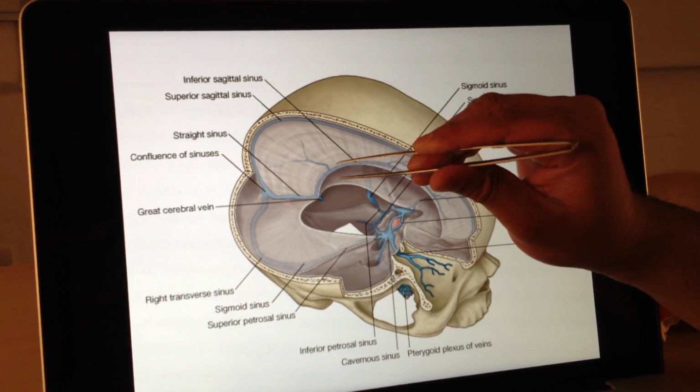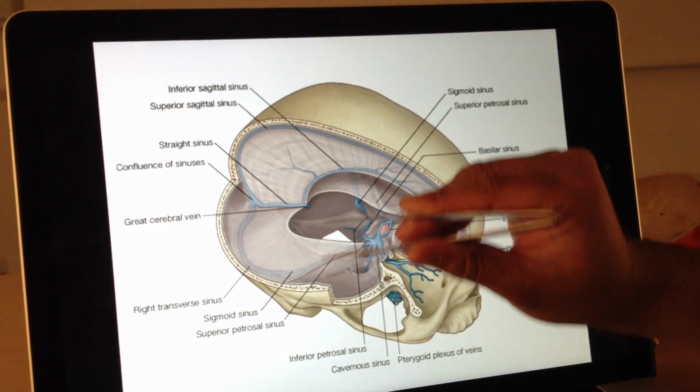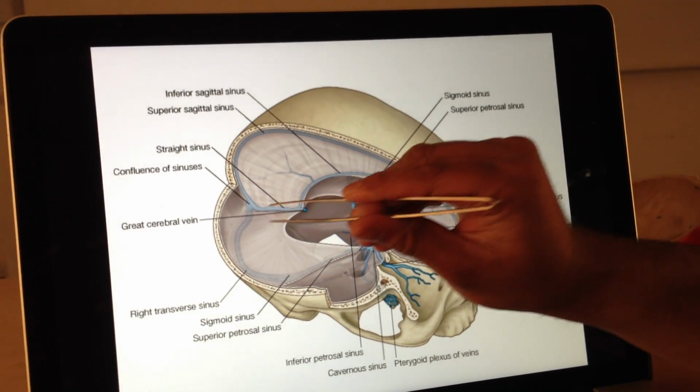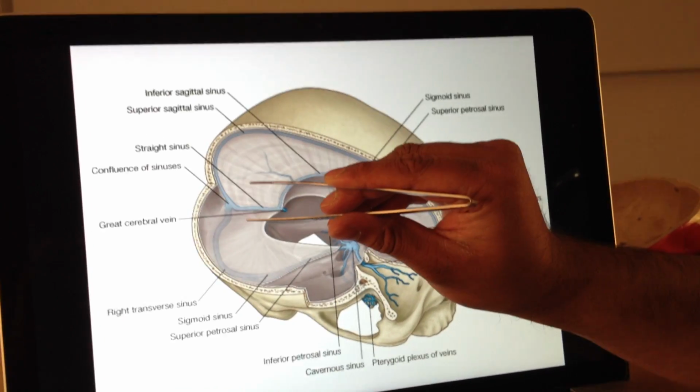And when it meets the inferior sagittal sinus, it forms the straight sinus, which literally goes straight back across the tentorium cerebelli, and they meet at this particular point here. This is called the confluence of the sinuses.